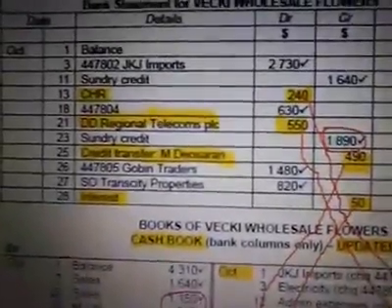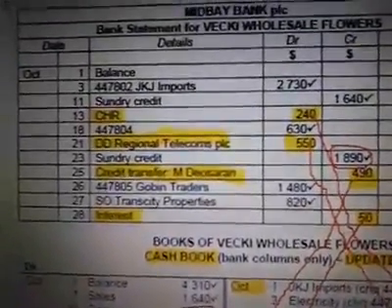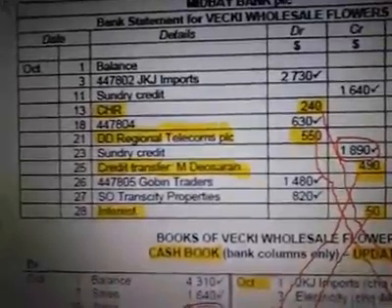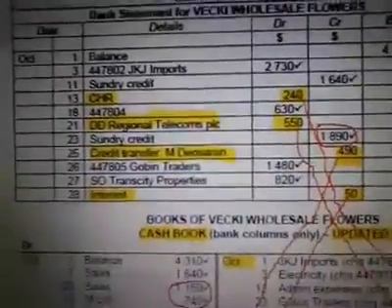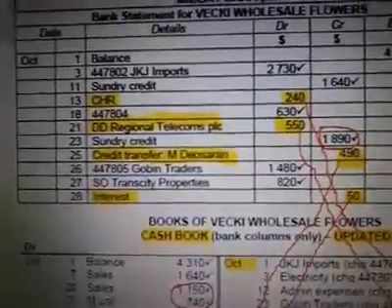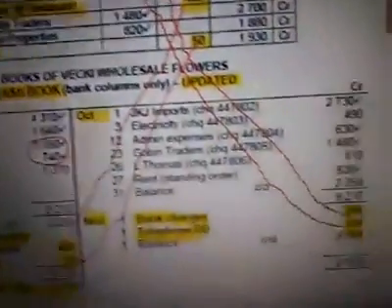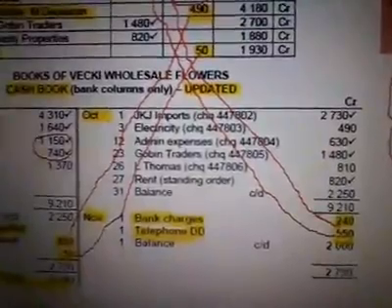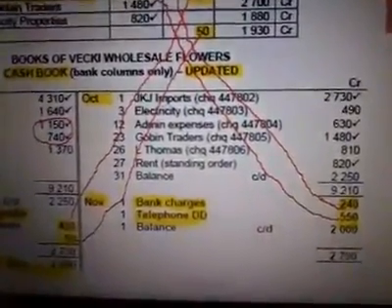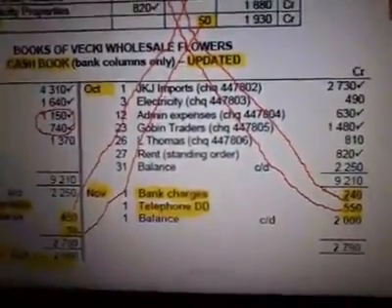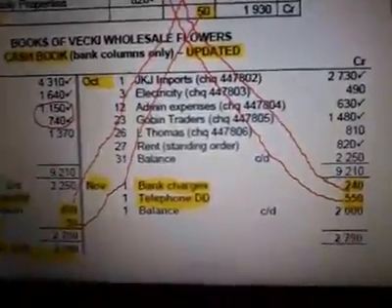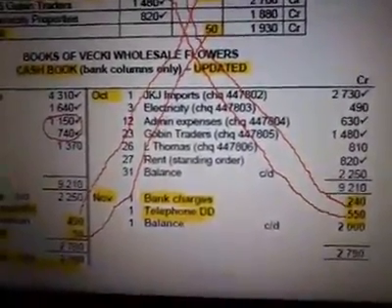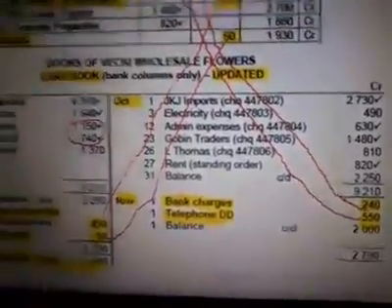There were two missing amounts which haven't any tick, like Ventures and DD Regional Telecoms. 240 for Ventures, 550 for Regional Telecoms. Those are coming in the updated cash book's credit side, like Ventures and telephone of direct debit. Those are expenses. That's why they come on the cash book credit side.